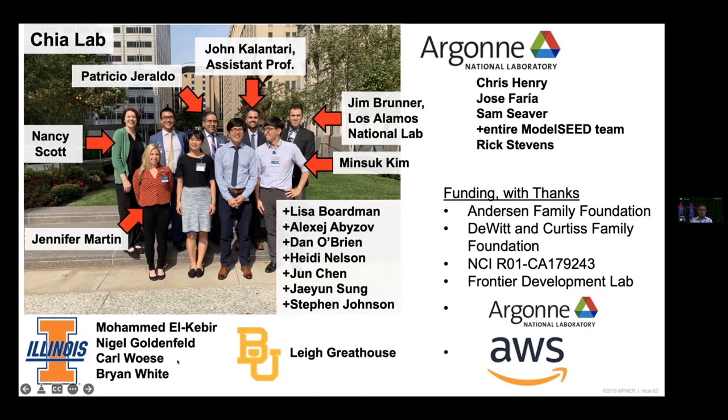There was a lot of collaboration with Mohammed El Kabir in particular on this work, because he's the expert in generating phylogenetic trees and a host of other characters that we worked with across Argonne National Lab, Baylor. And of course, this couldn't have been possible without funding from many different sources, including benefactors, NCI, AWS, Frontier Development Lab, and Argonne National Lab.